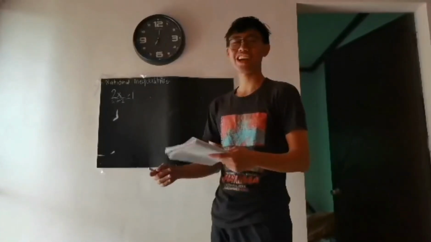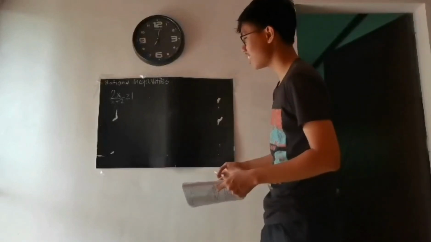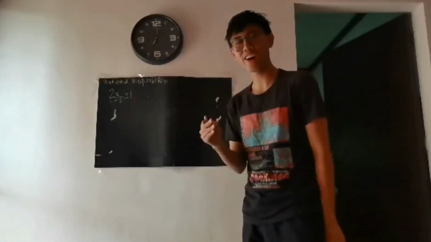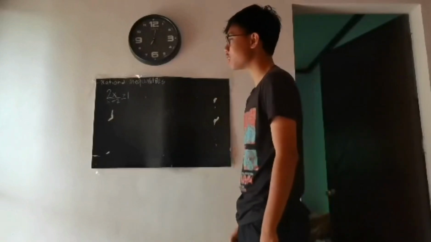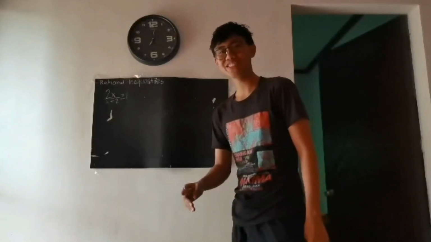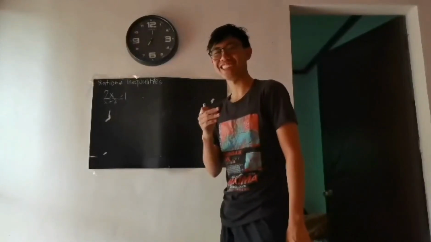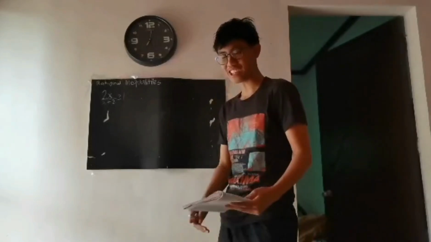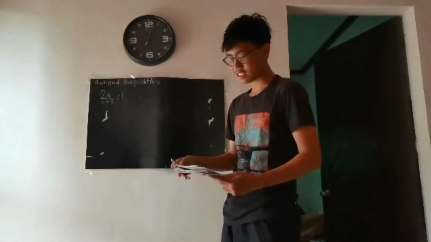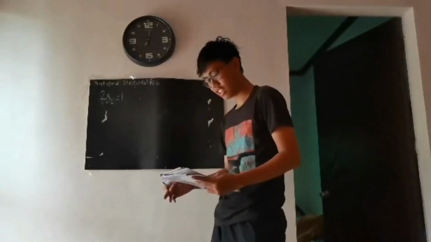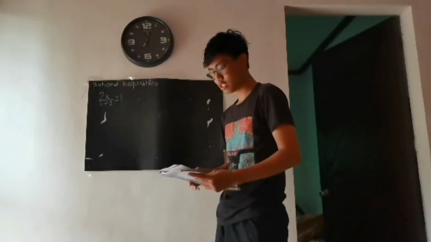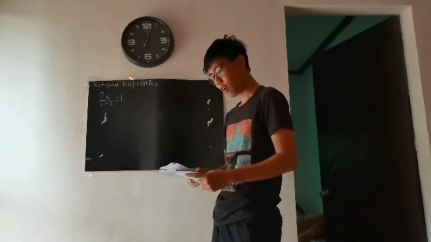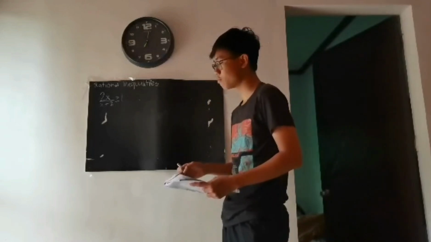We're going to tackle rational inequalities and how to solve them step by step. First, let's define what a rational inequality is. A rational inequality is an inequality that contains a rational expression, which is the ratio of two polynomials.